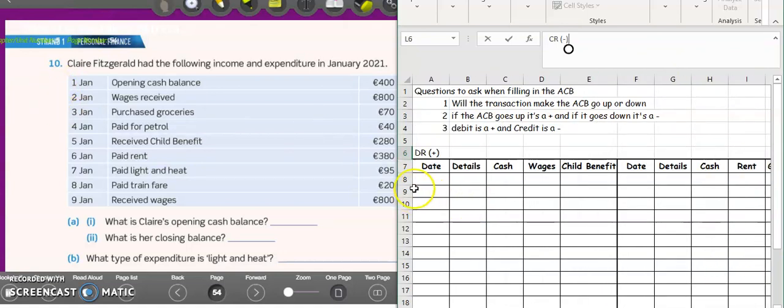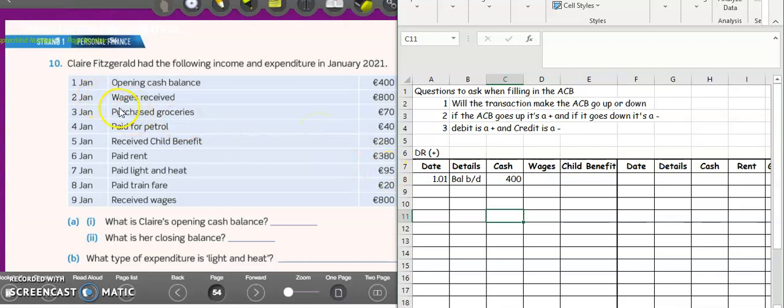So the first transaction is on the 1st of January and it's the opening balance. The opening balance is 400. So we have this cash balance. This is money we have starting off the month. So it's the 1st of the 1st and it's balance. And this balance is brought down from the previous period and it's 400. And that's all where it goes. It doesn't go underneath wages or child benefit. It just goes underneath the opening cash balance.